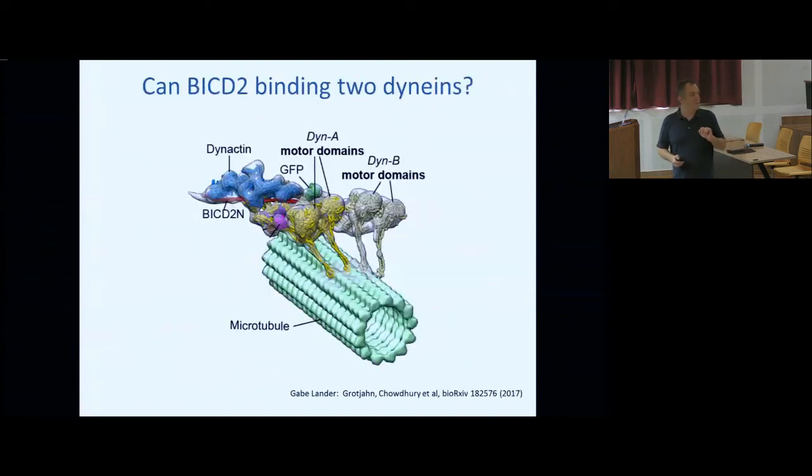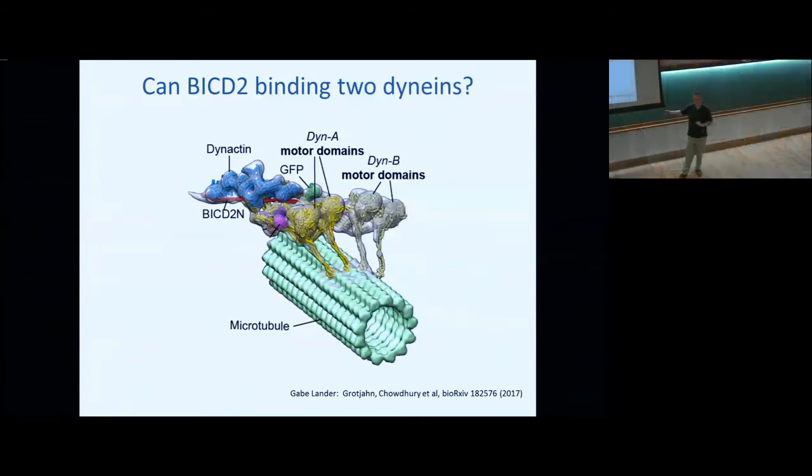Because I went to biophysics and I started chatting to Daniel Grotjahn and Saikat Chowdhury. Saikat, I think perhaps some of you may know. And they're from Gabe Lander's lab, and they'd been doing this beautiful tomography work, and they'd also seen these two dynein complexes. This answers your question about seeing them actually on the microtubule. And the thing is, though, that they've got this BICD2 adapter in there. This is the one that we said only binds to one dynein.